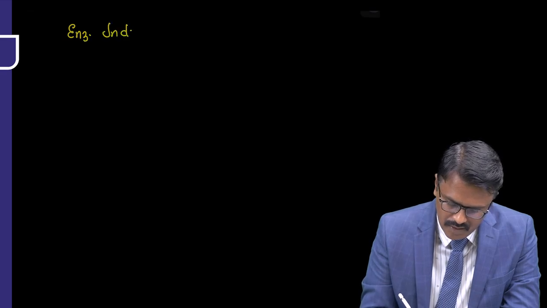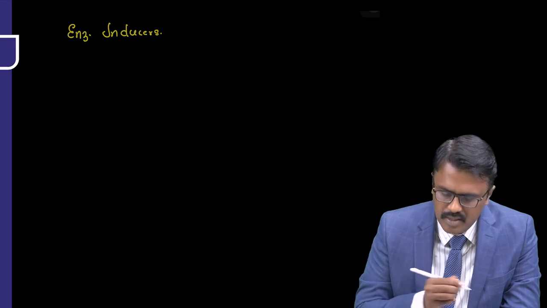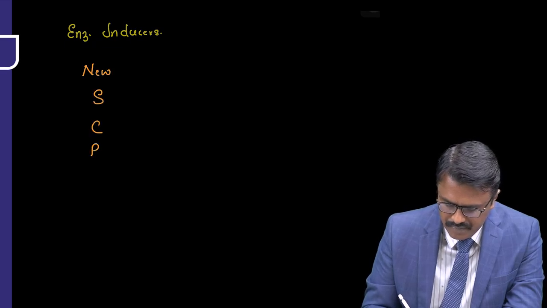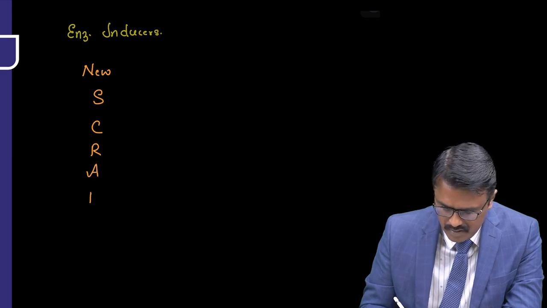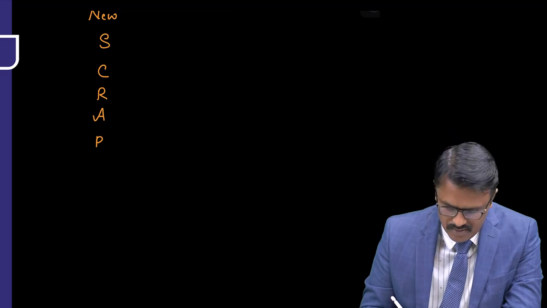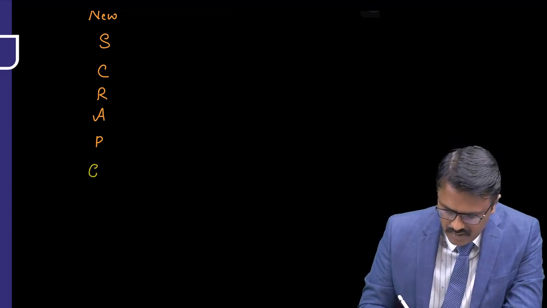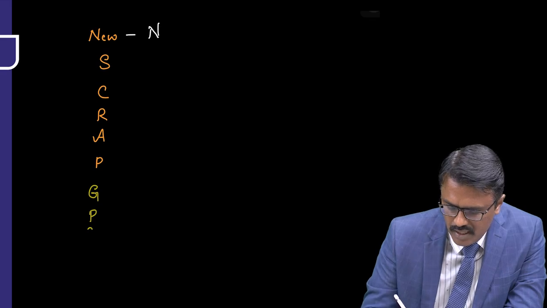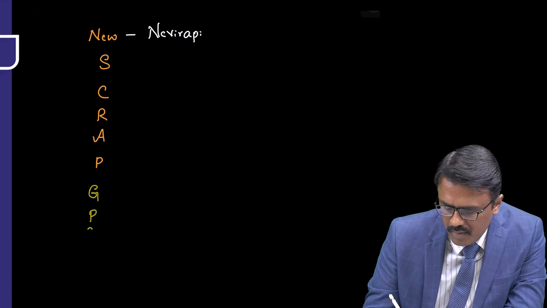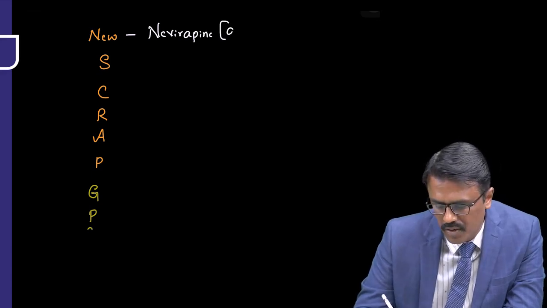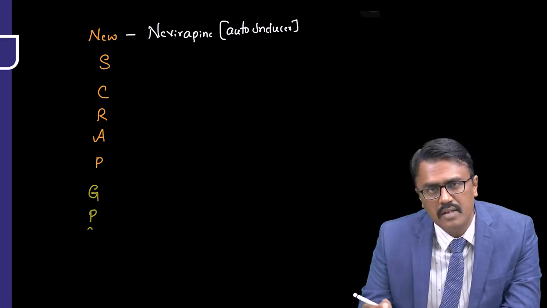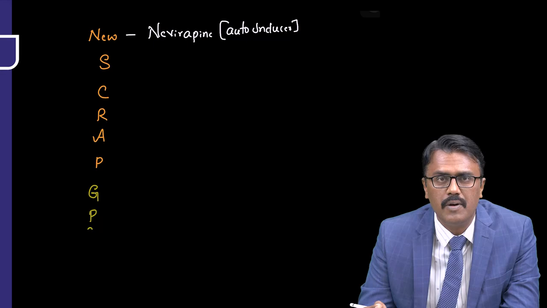So, examples of enzyme inducers, let me give them first. The mnemonic is NEW SCRAP, new scrap GPS. So what is that, sir? N stands for nevirapine. Now, nevirapine is an enzyme inducer. It is also called an auto inducer. The meaning of auto inducer is that it will increase its own metabolism.